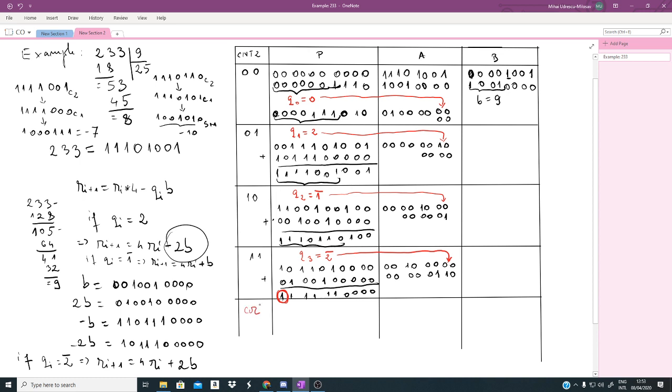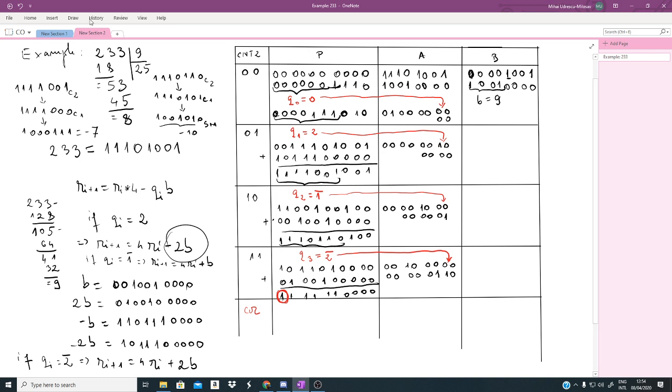The correction step consists of adding b to the partial remainder, the negative partial remainder, and of course subtracting 1 from the quotient, which is equivalent with incrementing the register from downstairs, actually adding 1 to the downstairs part of what's encoded for the quotient.